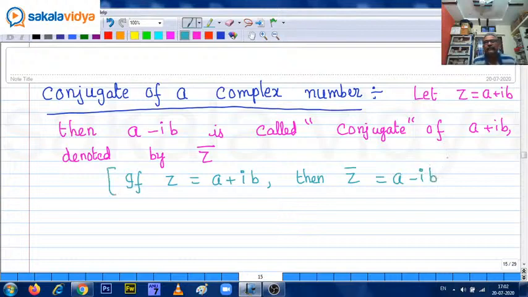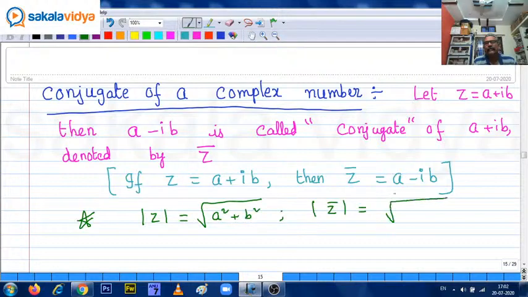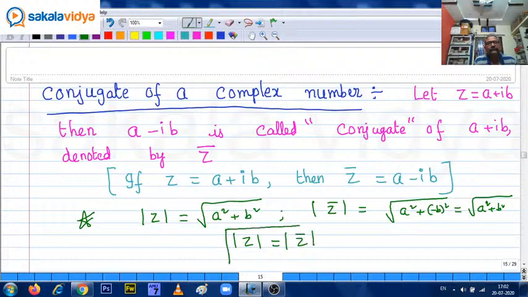Here is one interesting fact. Mod z equal to root of a square plus b square. What is mod z bar? That is also root of a square plus minus b whole square. This is also root of a square plus b square. That means both moduli are equal. That means mod z is always equal to mod z bar. Understood now? Modulus of a plus ib and a minus ib both will be the same. Mod z is equal to mod z bar.